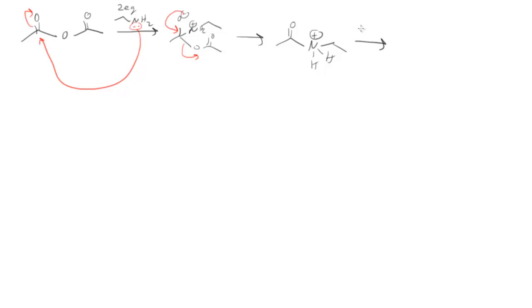That's why we need 2 equivalents of the ethylamine, because the second ethylamine will come along and deprotonate our amide to get rid of this positive charge. And again, you can look at what the byproducts are. The byproduct here is going to be the carboxylate anion. And now we can compare the carboxylate to the amine, and the carboxylate is going to be a more stable leaving group.